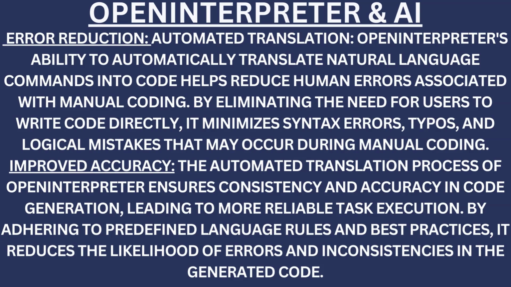Improved accuracy. The automated translation process of OpenInterpreter ensures consistency and accuracy in code generation, leading to more reliable task execution. By adhering to predefined language rules and best practices, it reduces the likelihood of errors and inconsistency in the generated code.